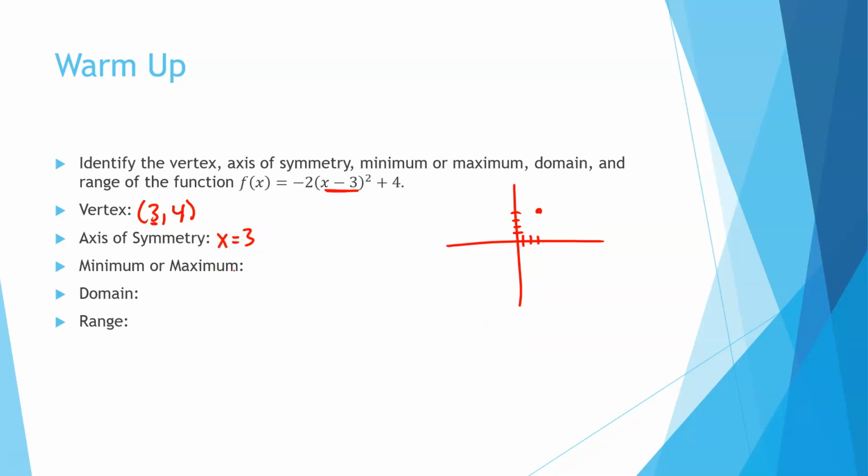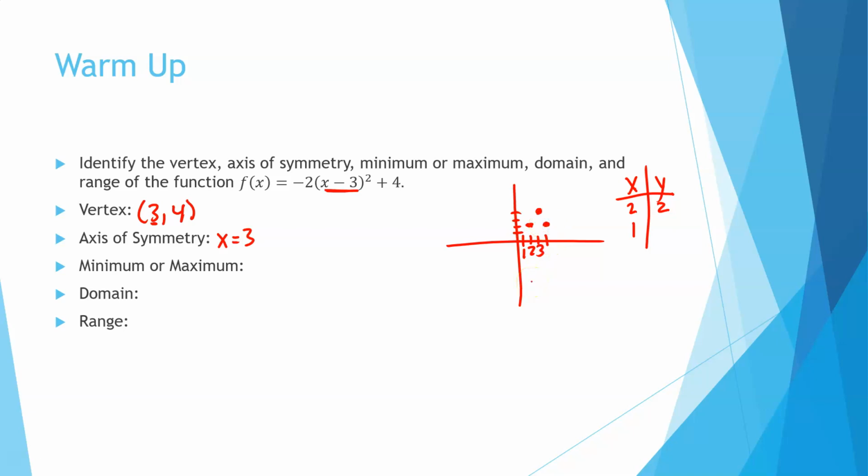Now we could go a step further and graph the whole function. We talked about how we could make an xy table. Since this point's at 3, I can plug in 2 and 1 for the next points over. If I plug in 2, I get 2 minus 3 is negative 1 squared is 1, so negative 2 plus 4 is 2. So there's a point at (2, 2), which also means there's a point at (4, 2), because they're symmetric.